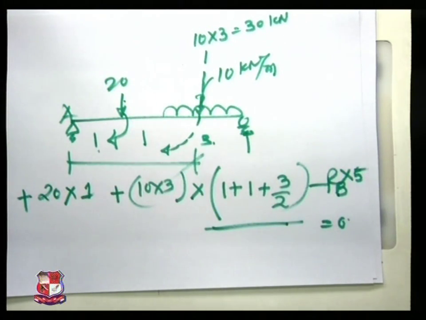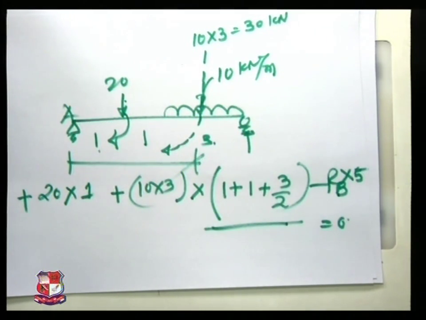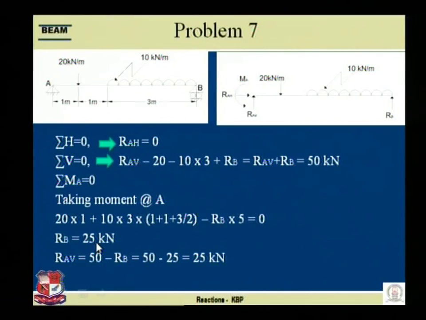Please see the slides over here. So we found RB as 25 kilonewton, and by putting this value of RB in this equation, we easily find RAV as 50 minus 25, that is 25 kilonewton. So I wish that the remaining problems you will solve by yourself.